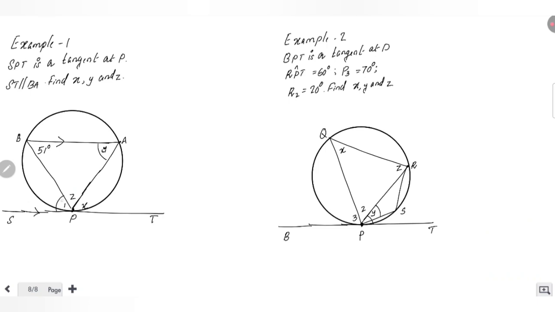This is a tan-chord theorem because P1 is the angle between the tangent and chord PB, isn't it? And PB is subtending Y. And when you look from right to left, you can see that angle X is also an angle between the tangent and chord, what? PA, isn't it? This chord PA. And PA is subtending what? 51, which means angle X, because you have to find the values of X, Y, Z. We got it. X is equal to 51 degrees. The reason is the tan-chord theorem.